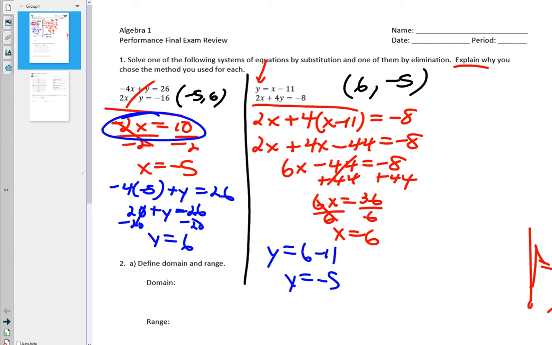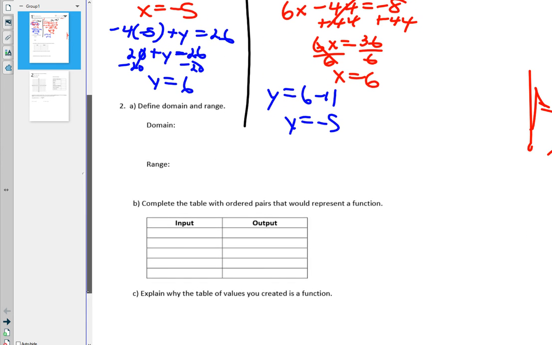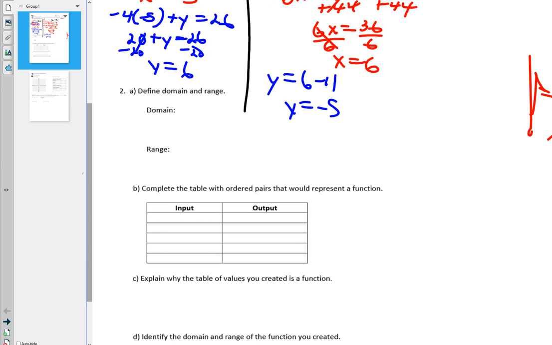Y is isolated, so it's ready to be substituted. Honestly, that's basically it. You don't need much more than that. For substitution, it doesn't have to be y, it just has to be a variable. So if any variable is isolated already, I would do substitution.